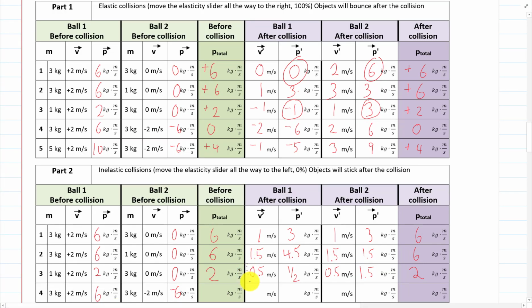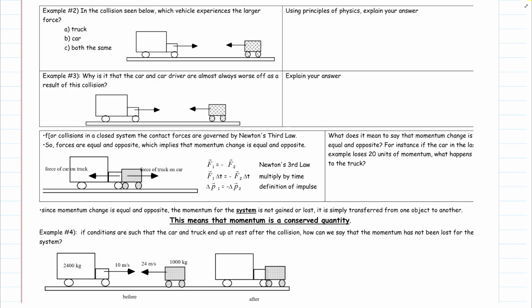Let's just get these numbers in here. That was 0, this was 0, this is 0, 0, 0, 0. Because they stop, there's no momentum. So the momentum before is the momentum after. It doesn't matter if they're really bouncy or really sticky or anywhere in between. The momentum is constant. What can we say about that?